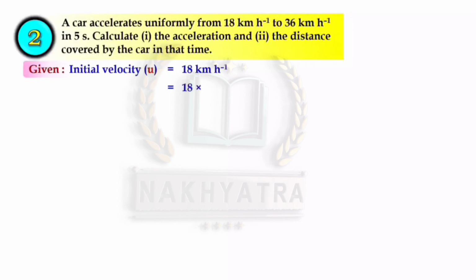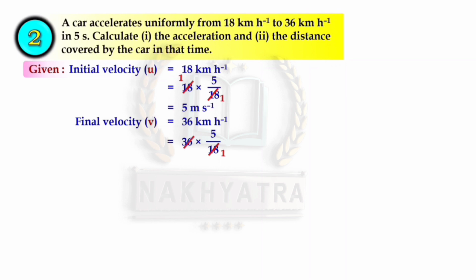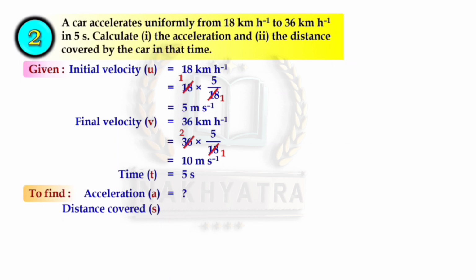So convert it, 18 into 5 by 18. So cancel it and we will get 5 meter per second, right? And the initial velocity is 5 meter per second and the final velocity, that is v equal to 36 km per hour. So convert this also into meter per second and after converting it we will get 10 meter per second and the time t is 5 seconds. Okay, so what we have to find out? We have to find out the acceleration, that is a, and the distance covered, that is s.